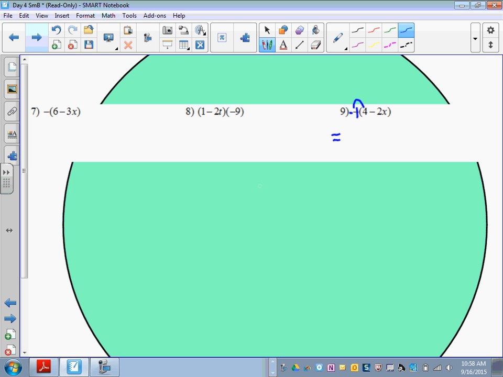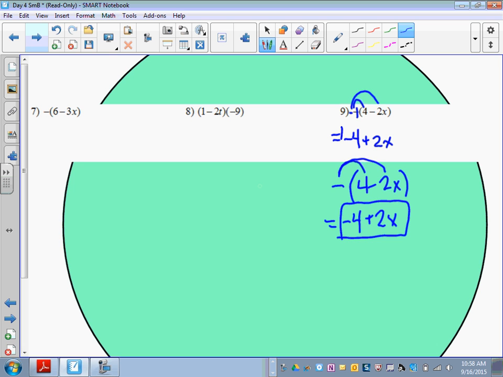So I have negative 1 times 4 is negative 4. Negative 1 times that negative 2x would be positive 2x. So we had negative 4 minus 2x. You can think of this as just distributing your negative. So now this becomes negative 4, and this now becomes positive 2x. You will arrive at the same answer. So you can think of it as distributing that negative.